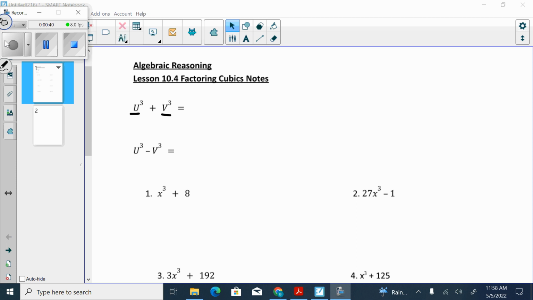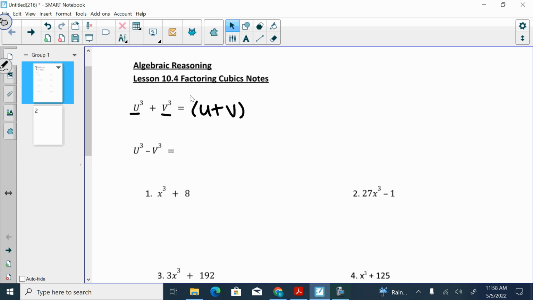If it has a plus in the middle, our formula will be u plus v in the first parenthesis times u squared minus u times v plus v squared. And remember, u and v are just variables that could be representing anything. It could be a and b, it could be ax, and maybe the number here is 27. It doesn't always have to be letters, and it could be any letters. So it doesn't always have to be u and v. You could use any variables there.